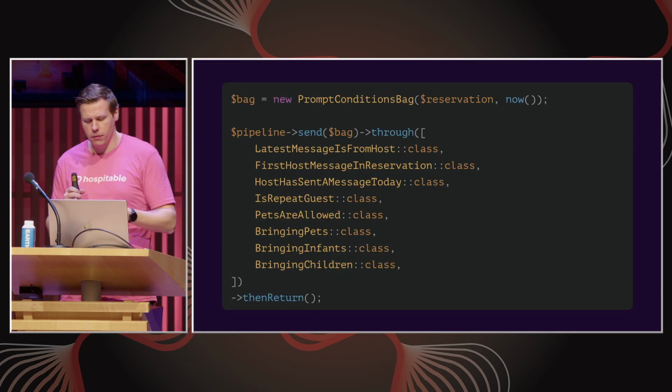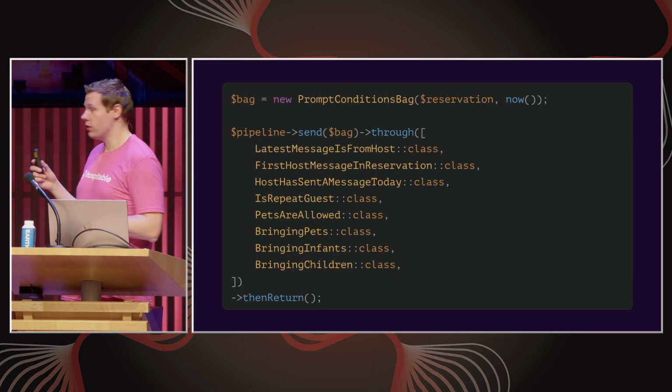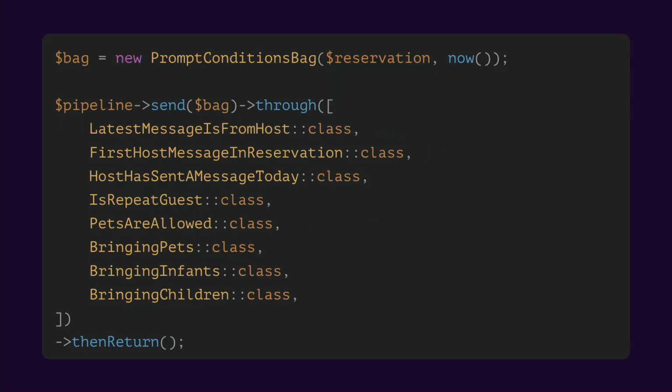So this is a little bit of a simplified version of the code, otherwise it wouldn't fit on the screen. But here we build up all the data for the pipeline. So we start with a bag. It's just an empty bag with conditions. So you can use an empty collection or an empty DTO in this case. And we can add all these classes here. So we check, are there any pets involved? Are there any children involved? When is the last message coming in? All that kind of information can be very helpful for generating a message to the host or to the guest.